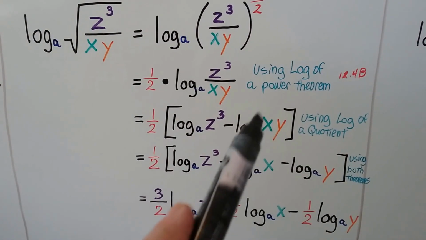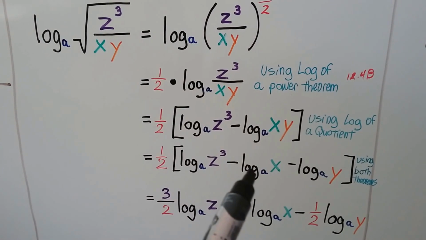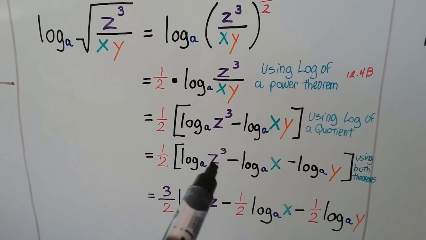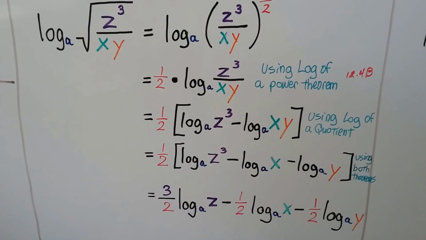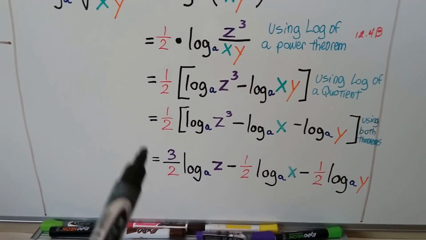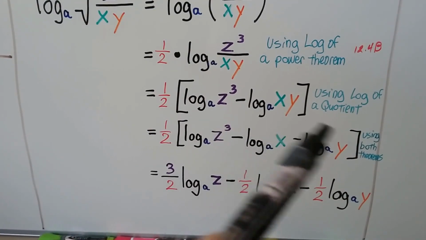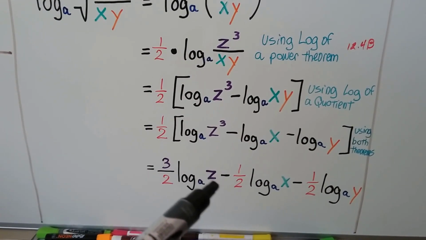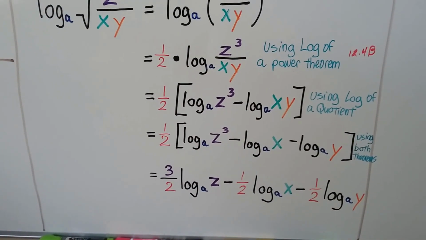Now we have to break this up, okay? And we can say it's half times log base a of z cubed minus log base a of x minus log base a of y. And we're using both theorems there, and the product one, okay? And when we distribute this half into the brackets, we're going to get 3/2 log base a of z minus half log base a of x minus half log base a of y.